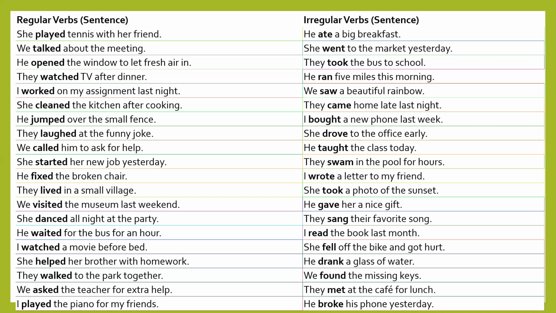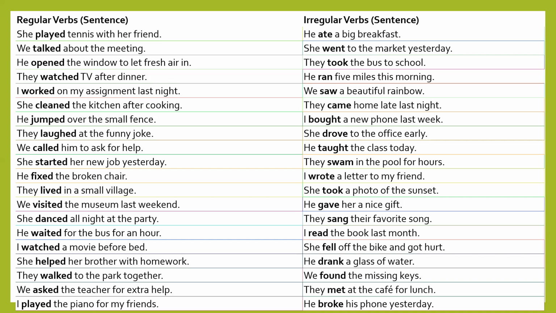He ate a big breakfast. She went to the market yesterday. They took the bus to school. He ran 5 miles this morning. We saw a beautiful rainbow. They came home late last night. I bought a new phone last week. She drove to the office early. He taught the class today. They swam in the pool for hours. I wrote a letter to my friend.